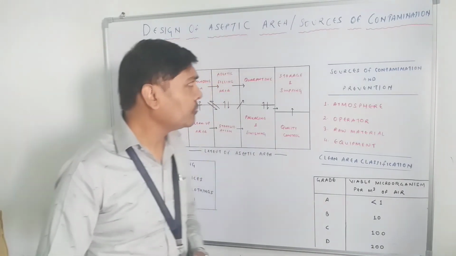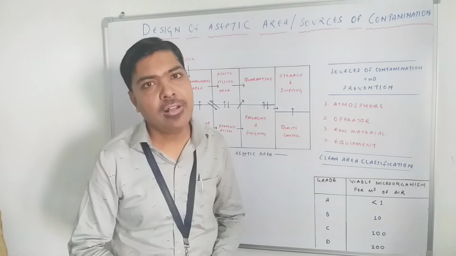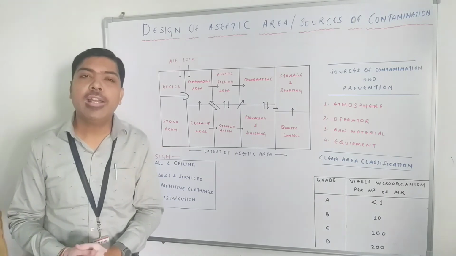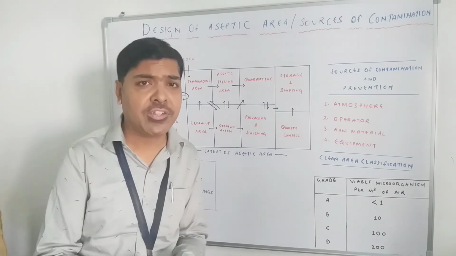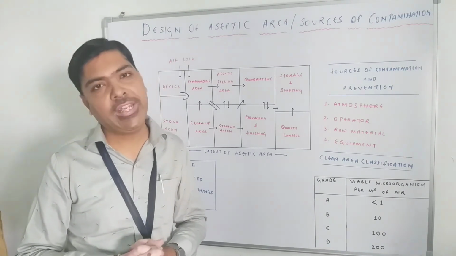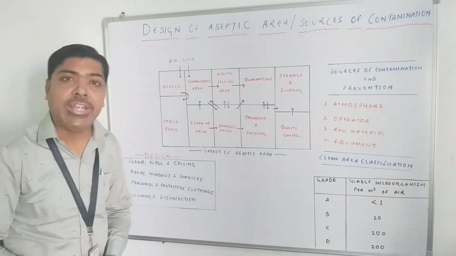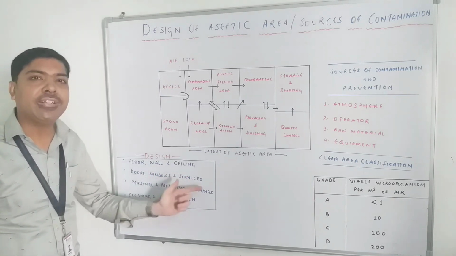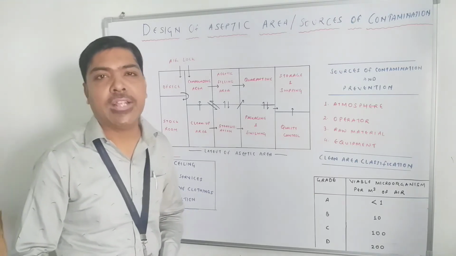So this is all about the design of the aseptic area, the sources of contamination, and the different clean area classifications. We can summarize: for products involved in sterilized preparations, like parenteral preparations, injections, and ophthalmic preparations, a specialized design of the area is required. In that design, we need to add features related to the floor, walls and ceiling, doors, windows and services, personnel and protective equipment, and cleaning and disinfection procedures.